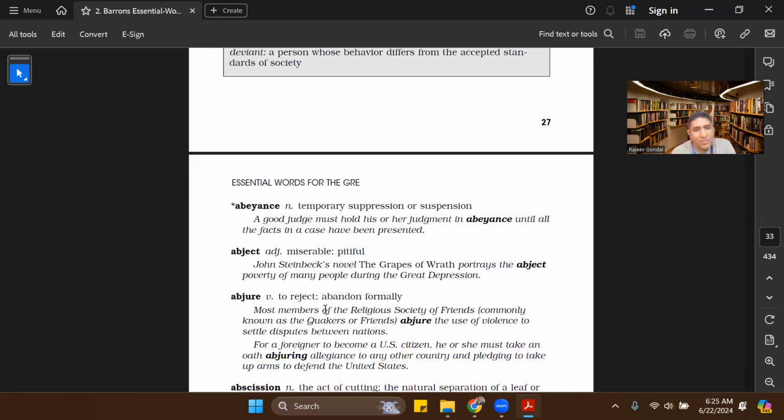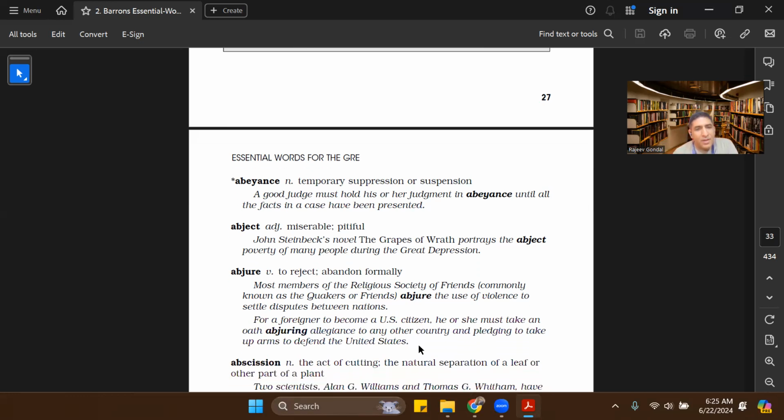Here, what's the sentence? Let's see. Most members of some societies abjure the use of violence. You know, those who are peacemakers abjure the use of violence. So abjure means reject.